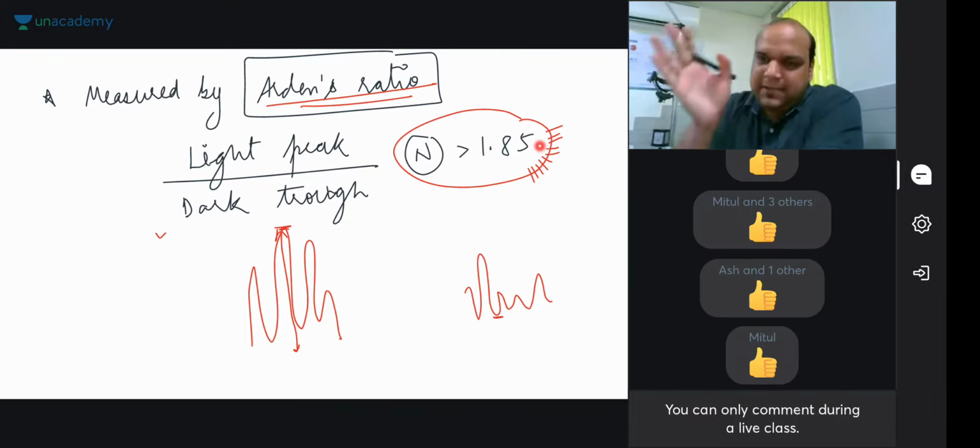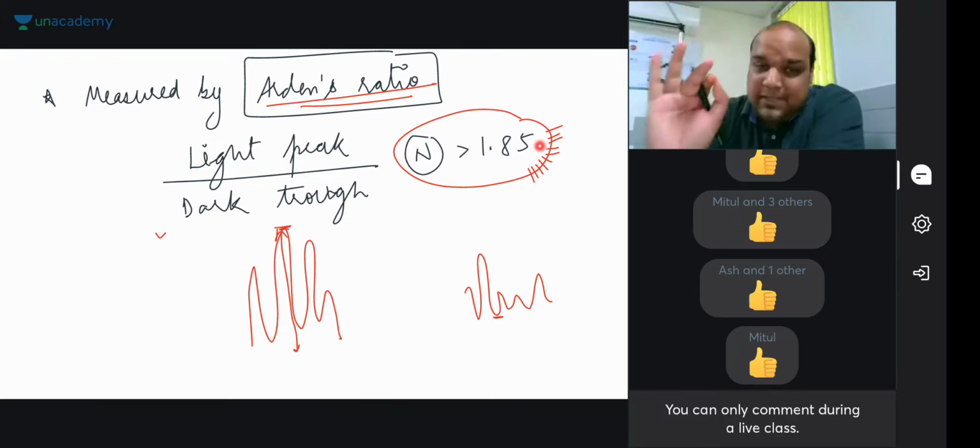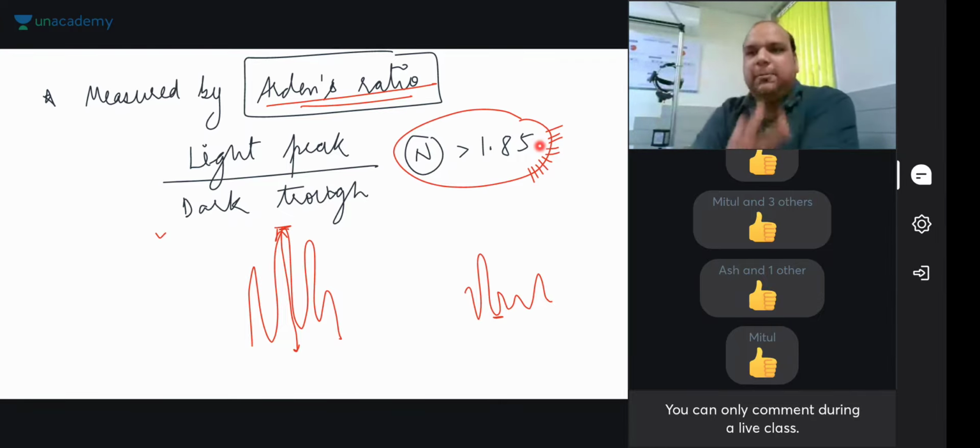That's all. If it is less than 1.85, as you would see in the diseases to come, we will say EOG is abnormal and it will diagnose some disease. But whatever disease will be diagnosed will be either localized to the pigment epithelium or localized to the photoreceptors.